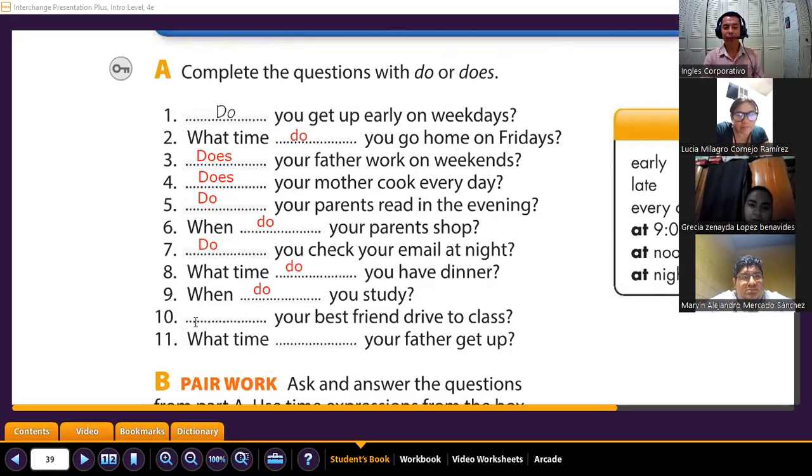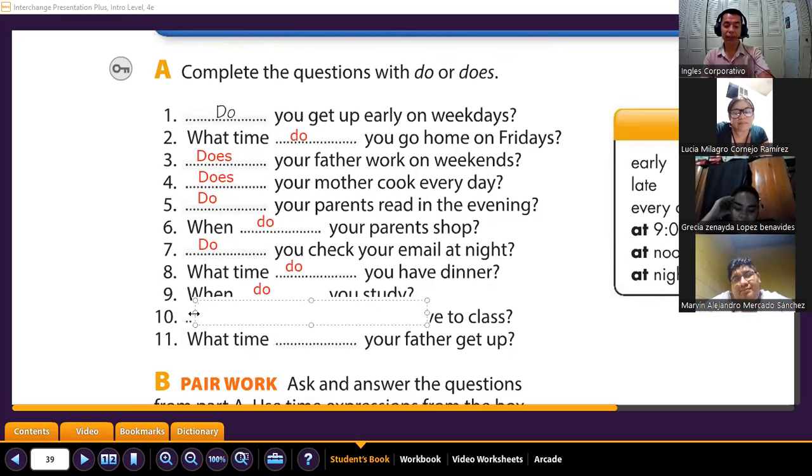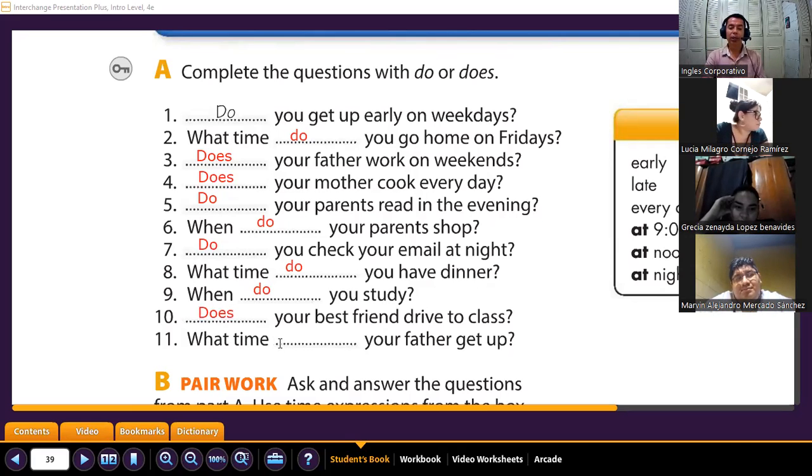Group number three. Do or does? Number 10. Does, because your best friend is only one, singular, right? Does. Number 11. What time do your father or does your father? Group number three? Does. Correct.